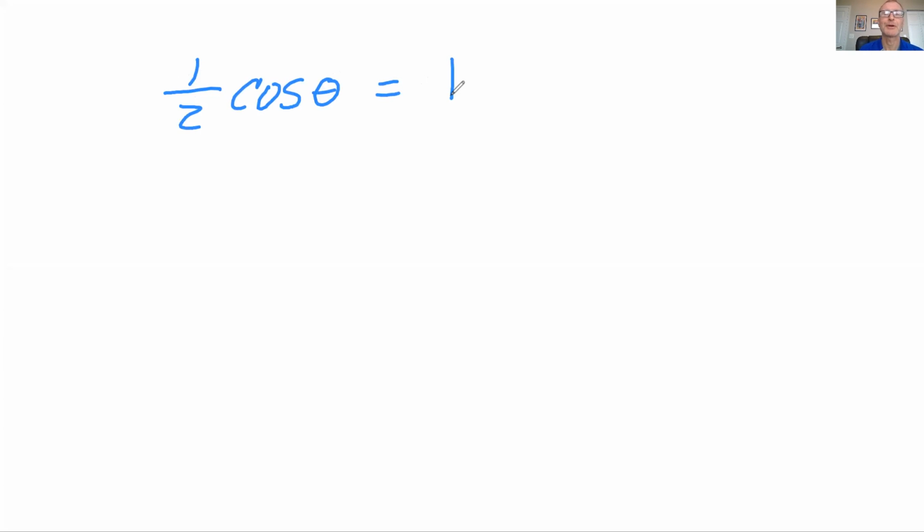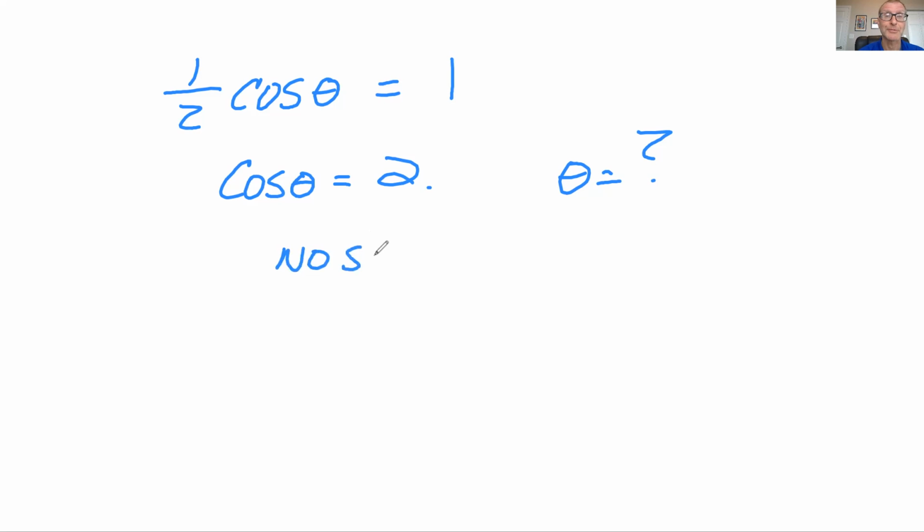Say you get an equation that looks like this: 1/2 cosine of theta equals 1. So you bring the 1/2 to the other side. You multiply each side by 2, and you would get cosine of theta equals 2. So what angle will make this true? Well, can cosine ever be greater than 1? And the answer is no. So here there would be no solution.